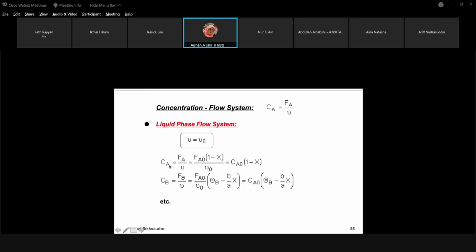This is the same, but this time for the volumetric flow rate V equal V naught. So CA equals CA naught times (1 minus X), and CB equals CA naught. It is the same as the liquid phase flow system, where the concentration is the same as the batch system.